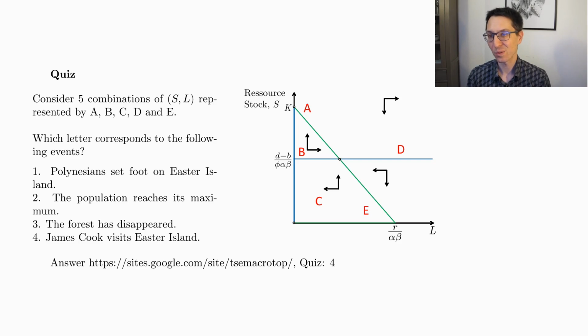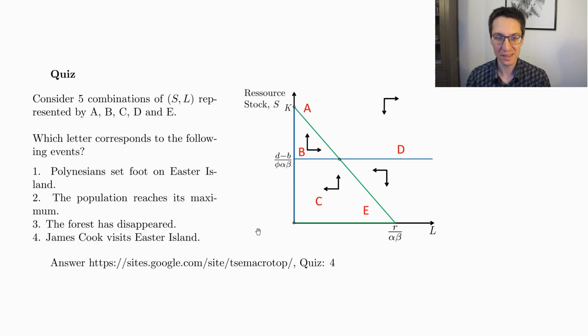But now it's time to put the two together and ask ourselves, are we able to reconstruct history with our model? So to do that, let's just have a small quiz. Let's consider 5 combinations of S, the stock of resources, and L, the stock of population, represented by these letters A, B, C, D, and E. And just ask ourselves which letter may correspond to which period or which event on the island.